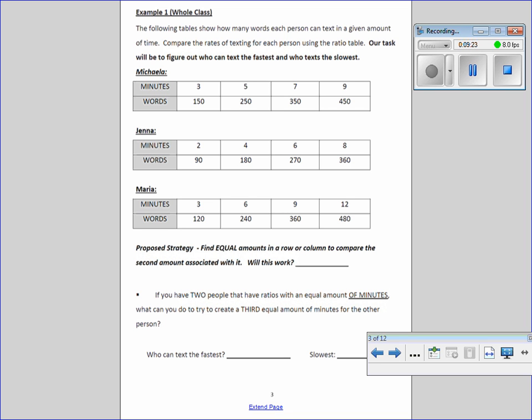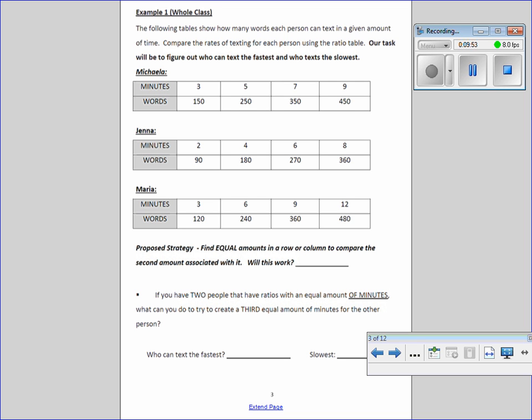All right, take a look at your results. Raise your hand if you have Maria as the fastest. Okay, hands down. Raise your hand if you have Jenna as the fastest. Raise your hand if you have Michaela as the fastest. All right, hands down. For the slowest, how many have Maria? How many have Jenna? How many have Michaela?